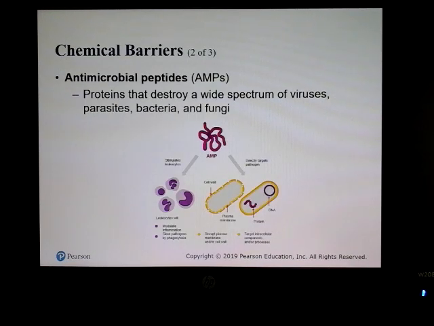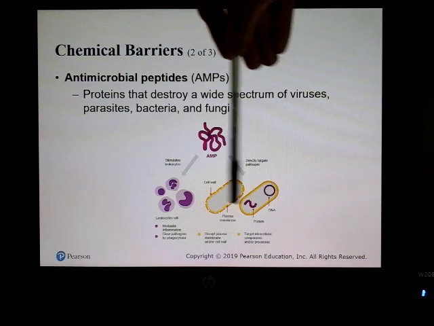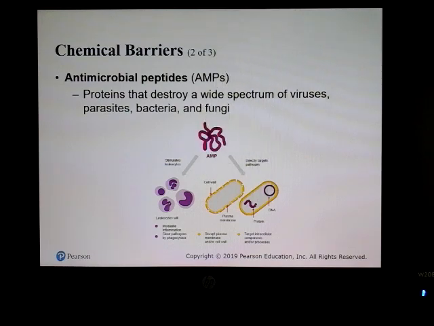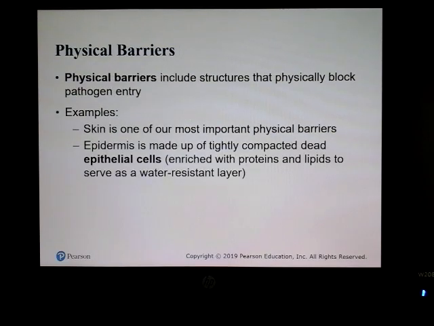Now, another important one to be aware of is called antimicrobial peptides, or AMPs. Now, these will destroy a wide variety of things like viruses, parasites, and bacteria, as well as fungi. So they can stimulate leukocytes, they can also directly target things like the cell wall, etc., and that's how they will get rid of microbes.